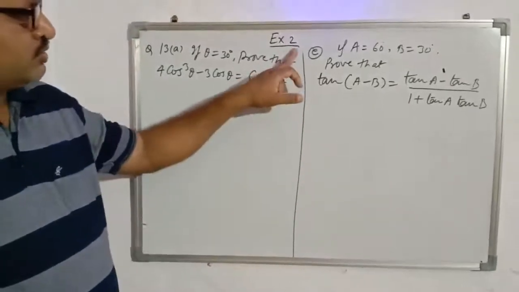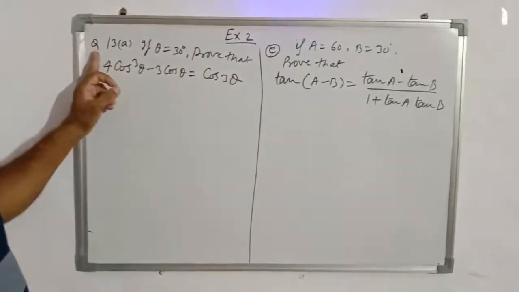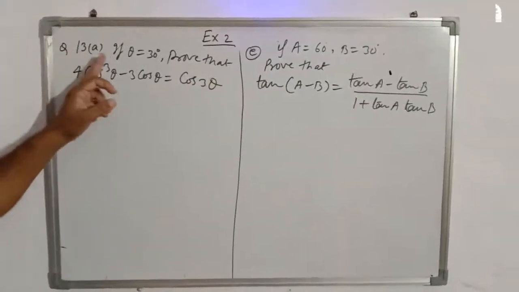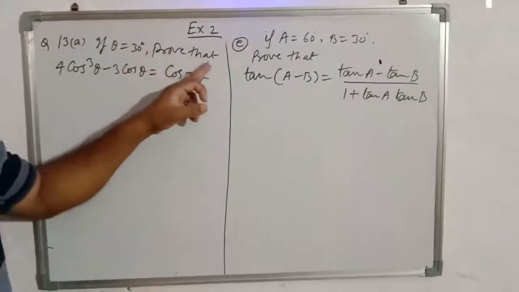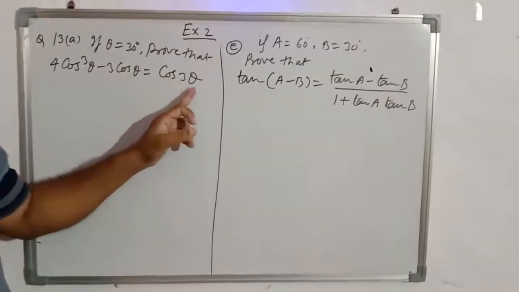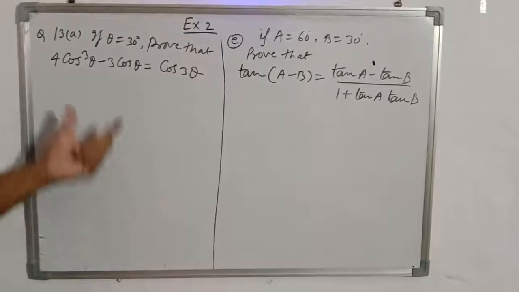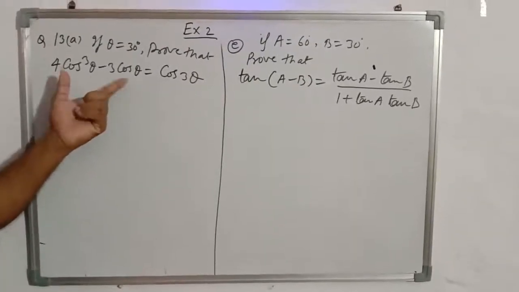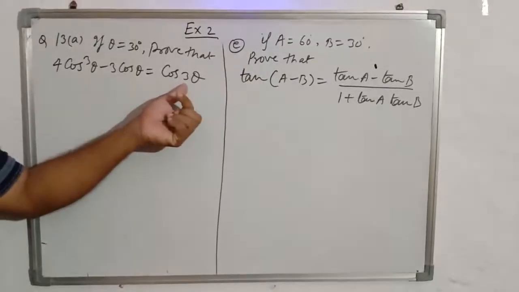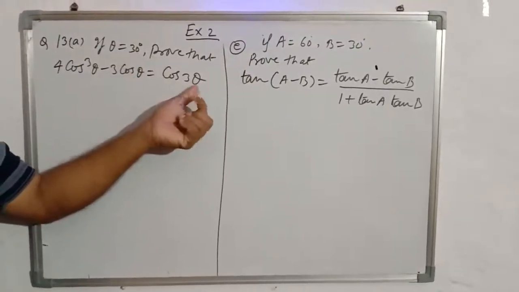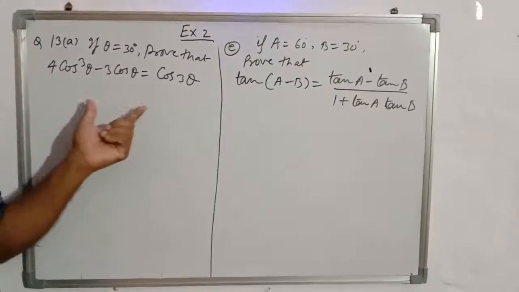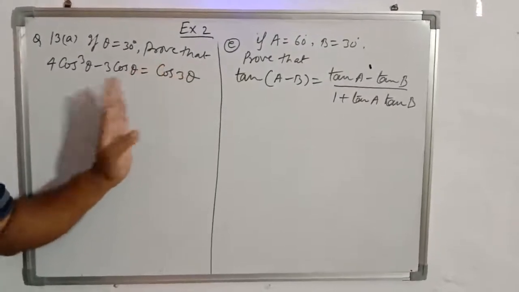You have to remember those values from 0 degree to 90 degree. From exercise 2, I have taken two questions, 13a and 13e. See the first one: if theta is 30 degree, prove that 4 cos cube theta minus 3 cos theta is equal to cos 3 theta. Firstly, we will take the left hand side, put the value of theta and find its value. Then take the right side, again put theta 30 degree and find the value. If the left side value and right side value both come equal, then it is proved, it is verified.